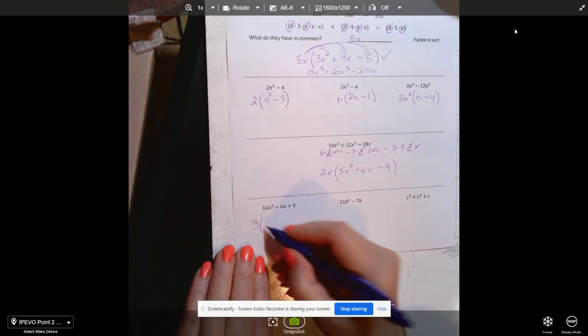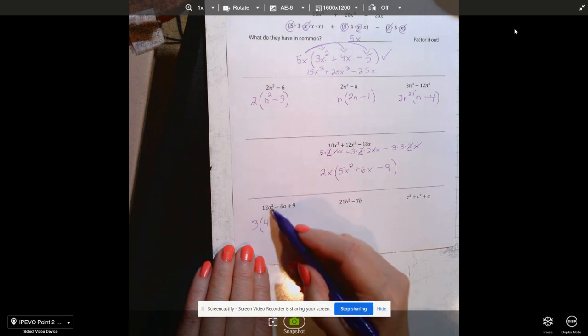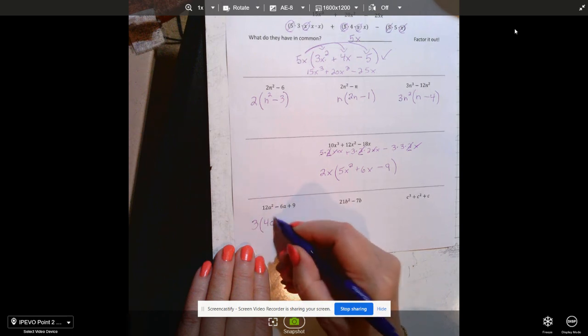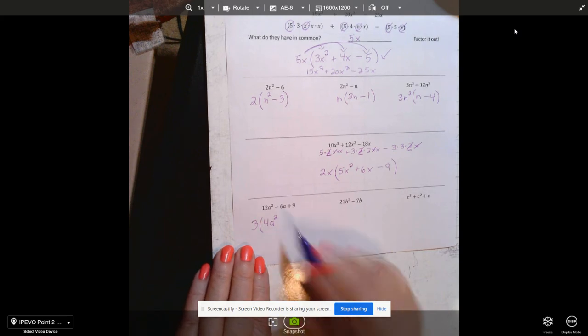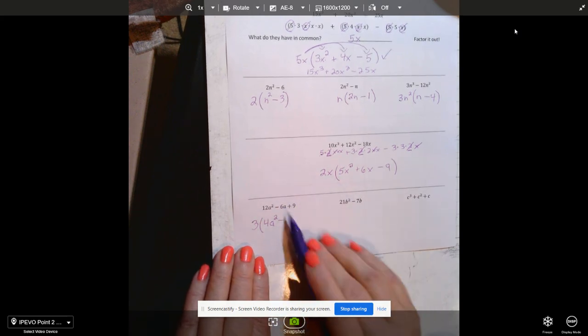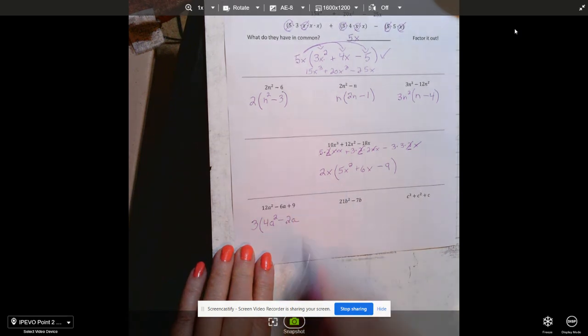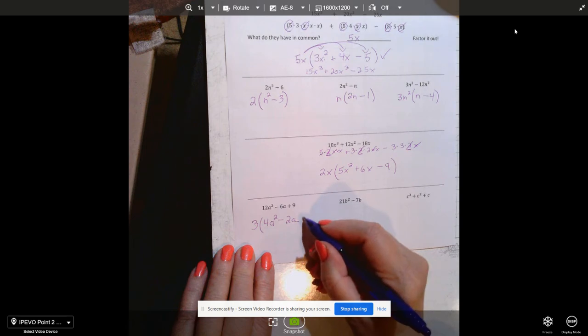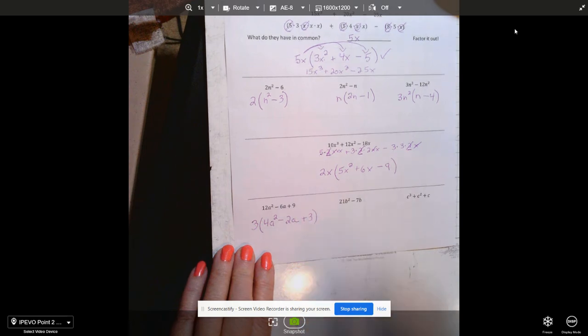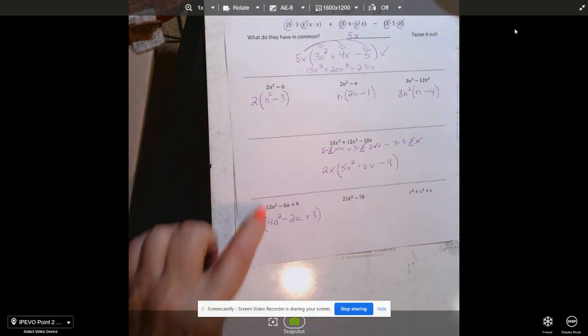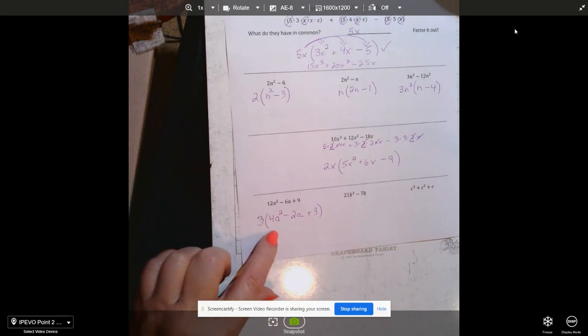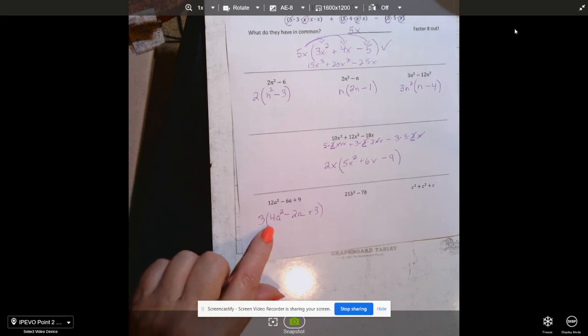12 divided by 3 will give me 4. I haven't been able to take out any A's, so that would be A squared. I'm going to bring down the sign. 6 divided by 3 would be 2. And I couldn't take out any A's, so I'll have an A. And 9 divided by 3 would be 3. So now they're the same exact expression, except this one is now more factored.